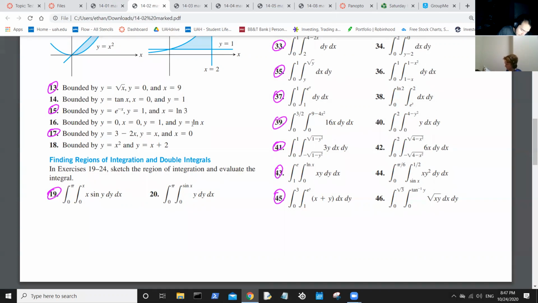So if we're bounded by y is equal to e to the negative x, y is equal to 1, and x is equal to ln of 3. All right, Cartesian. So e to the negative x is an inverted.